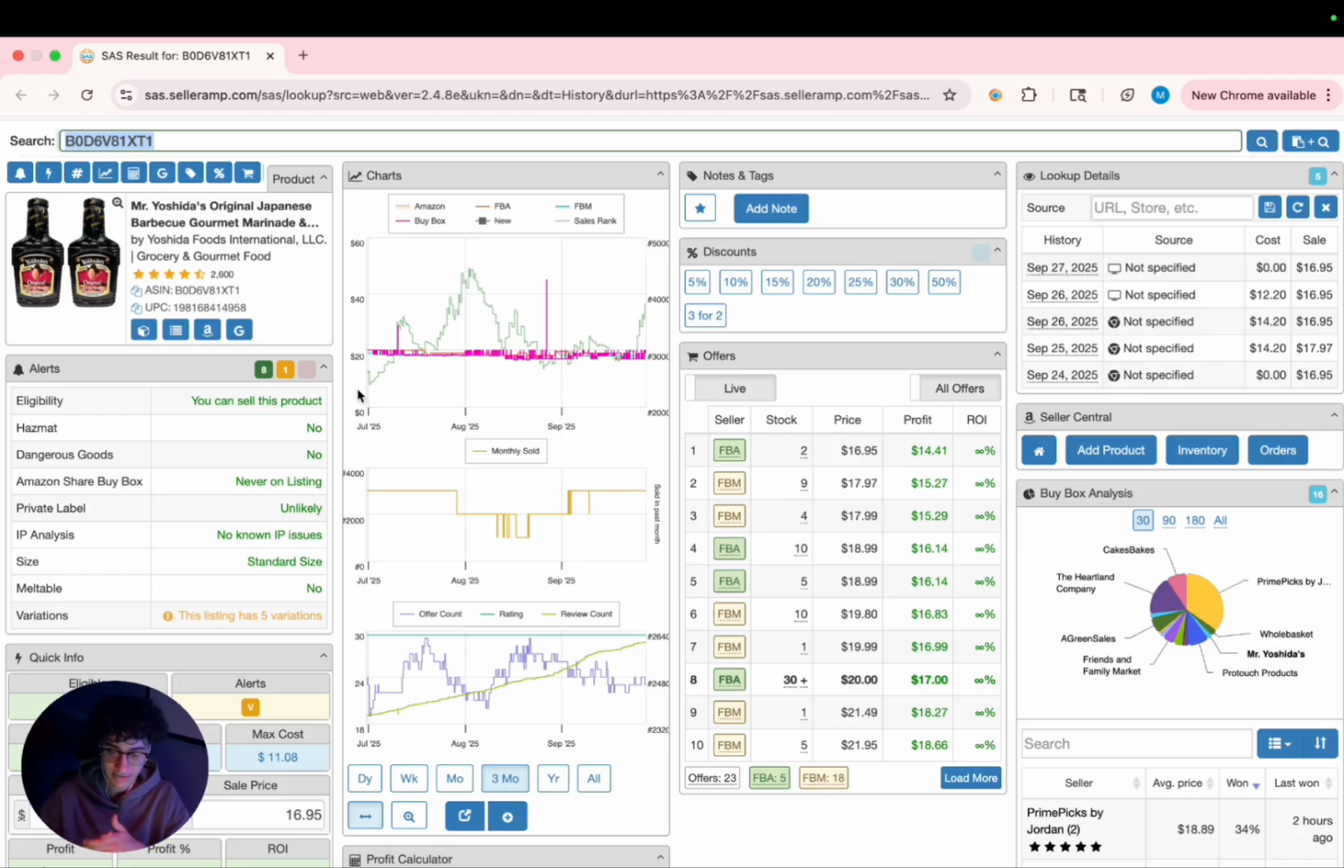First, you need to understand what you're looking at. So this is how you read SellerAmp. Eligibility: you can sell this product. What does this mean? You are auto ungated. If it says eligibility restricted, you're gonna have to get manually ungated, meaning that you have to submit an invoice.